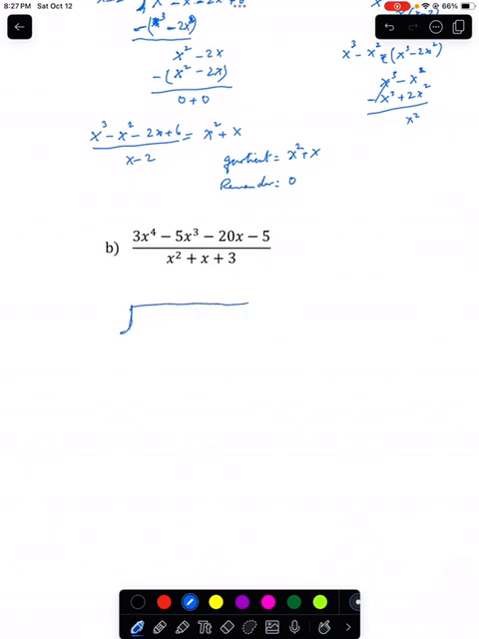So 3x to the 4th minus 5x cube, and now you see there is an x squared term missing. So I can put plus 0x squared, or I can just leave a gap here like this, and then write the next term. So it's up to you. I like putting the 0x squared. And the divisor is x squared plus x plus 3.